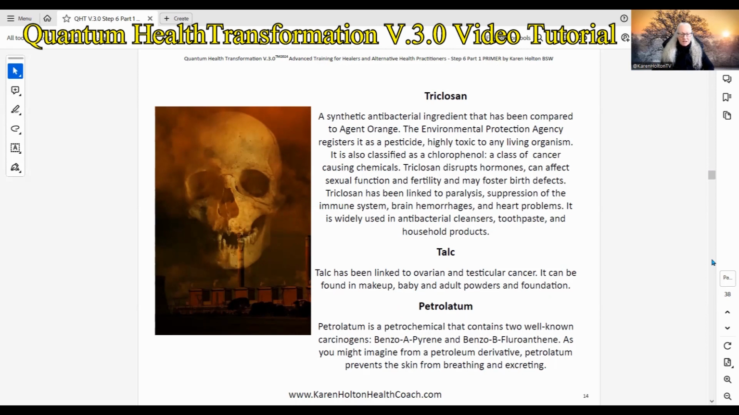Next, we have talc. Talc has been linked to ovarian and testicular cancer. It can be found in makeup, baby and adult powders, and foundation. Petrolatum. Petrolatum is a petrochemical and contains two well-known carcinogens, benzo[a]pyrene and benzo[b]fluoranthene. As you might imagine, from a petroleum derivative, petrolatum prevents the skin from breathing and excreting.